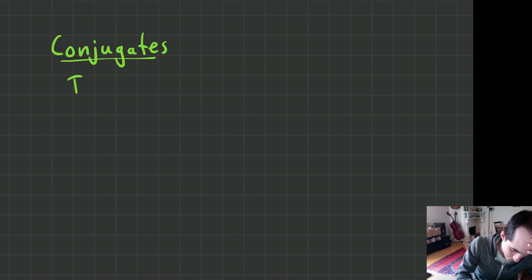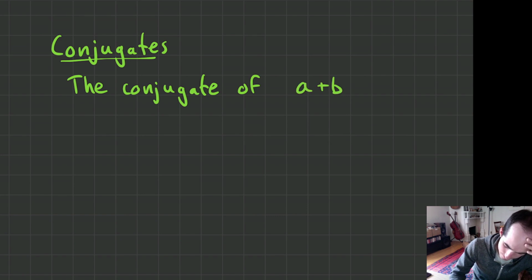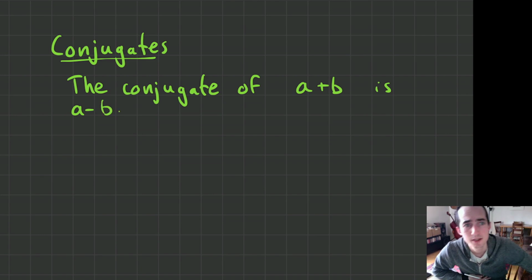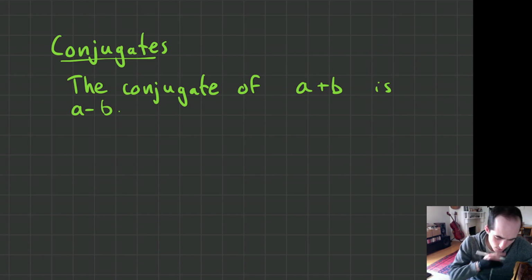Okay, so the conjugate of a plus b is a minus b. If I have an expression that's like a sum, then the conjugate of that expression is where I would change one of those signs to be minus. This is going to be really useful when we rationalize a denominator because of this.